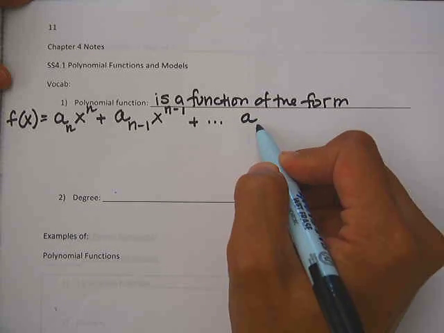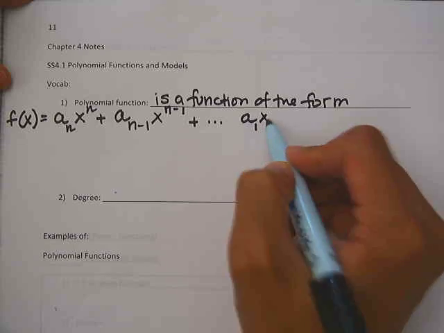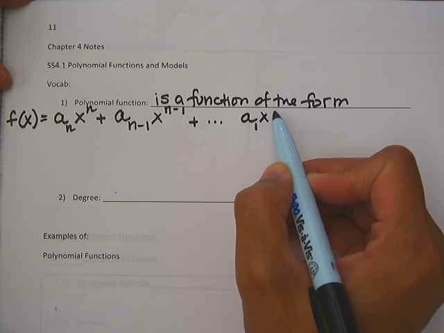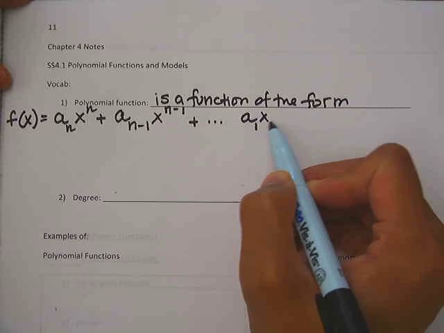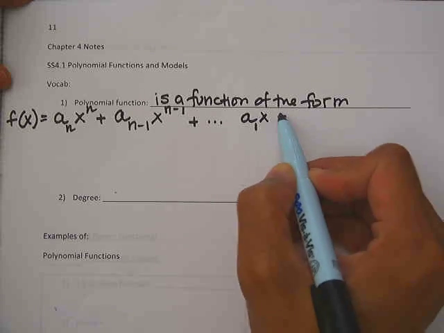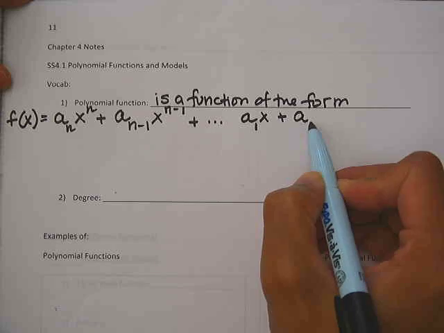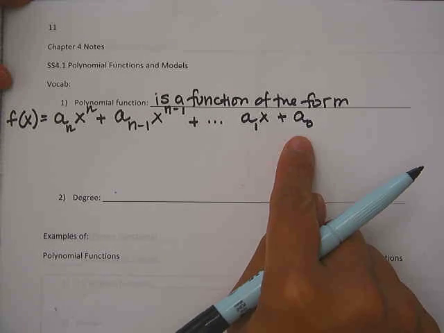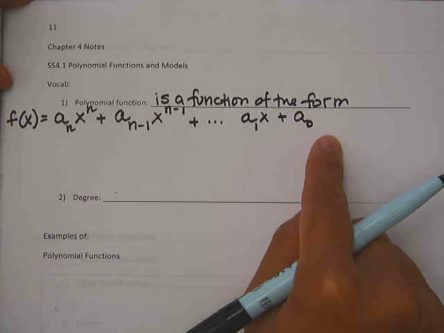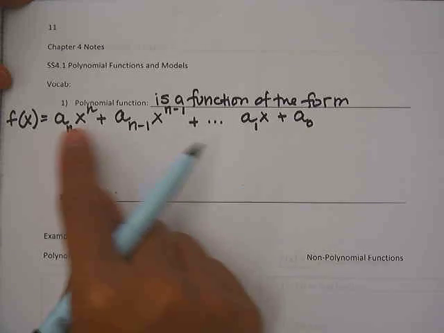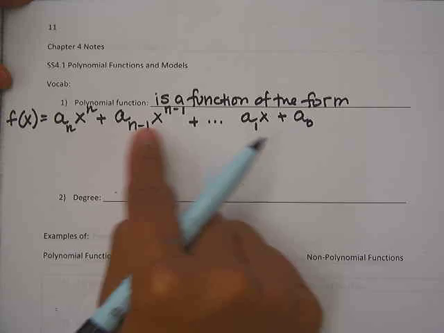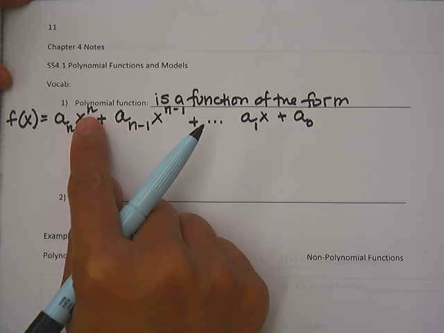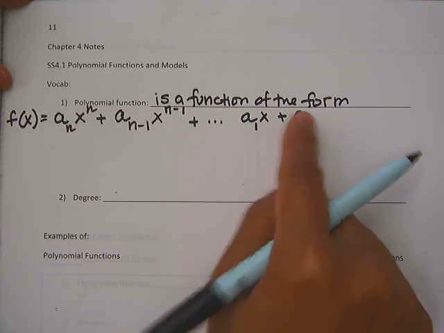And then we have a subscript 1 times x. And technically this one should have a power of 1, but power 1 is the same as just no power here, so we're just going to leave it x. Okay, and then our constant term, which is a subscript of 0. This one doesn't have any x, so this is my constant. So the a values are the leading coefficients, okay? The x is obviously your variable, your input. And then the n, okay, these are all exponents.